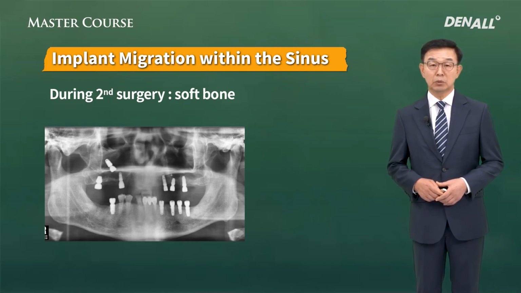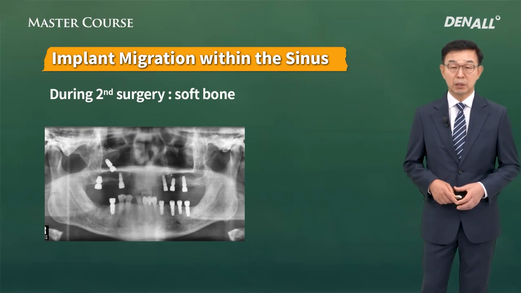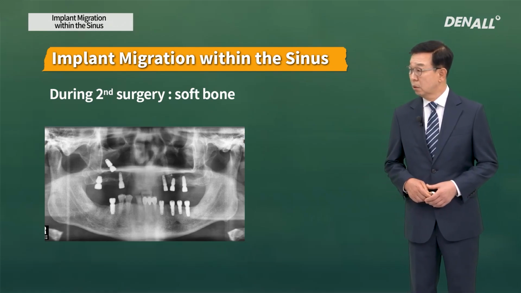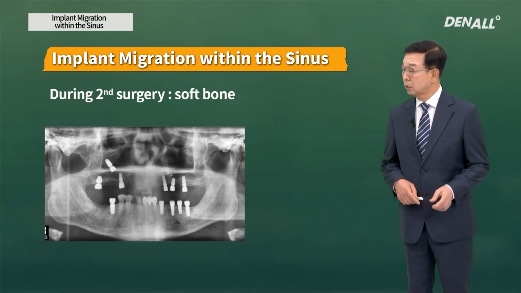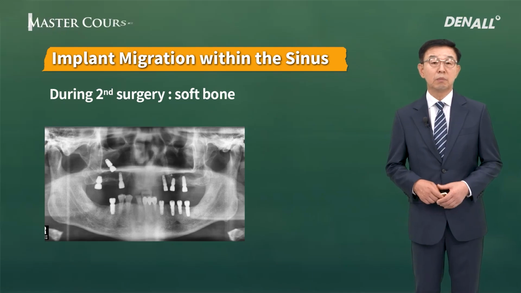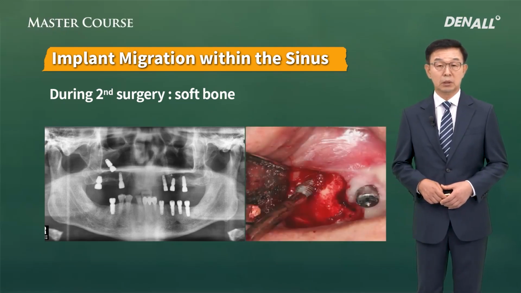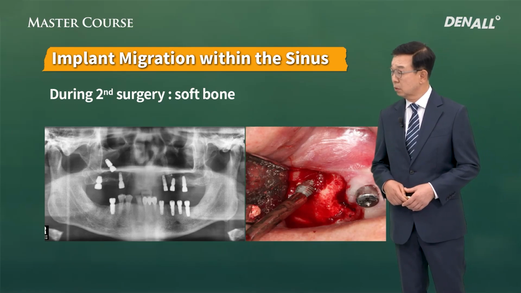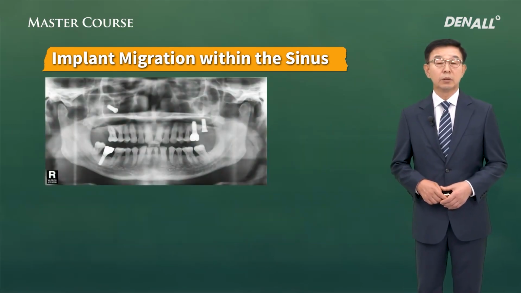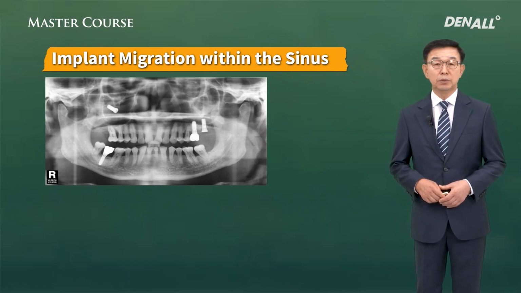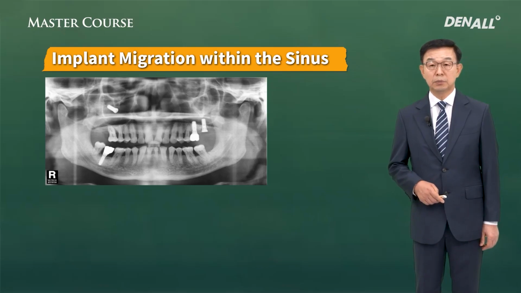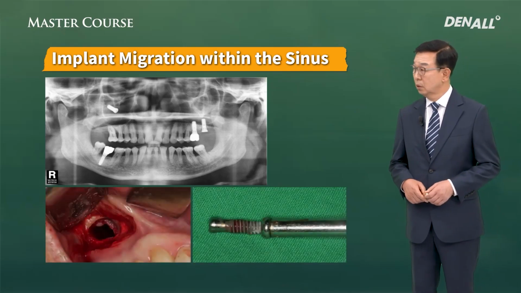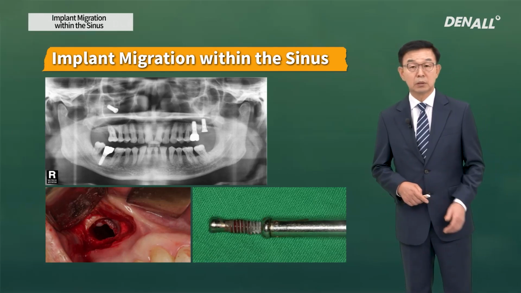In this case, the implant migrated into the sinus during secondary surgery. A crestal approach was done and an attempt was made to place the implant. However, the bone was very soft and the crestal approach was not done properly. As the healing abutment was connected, the implant migrated into the sinus and the patient came to my dental clinic. In the end, a lateral window approach was taken to remove the implant. In the case of this patient, in number 17, during secondary surgery, the implant fell into the sinus and the patient came to my dental clinic. Immediately, a lateral window approach was taken to remove the implant.